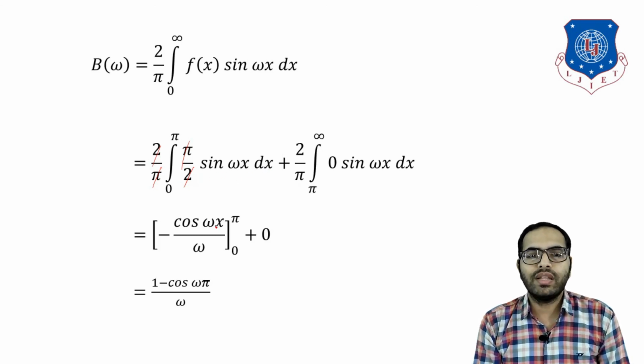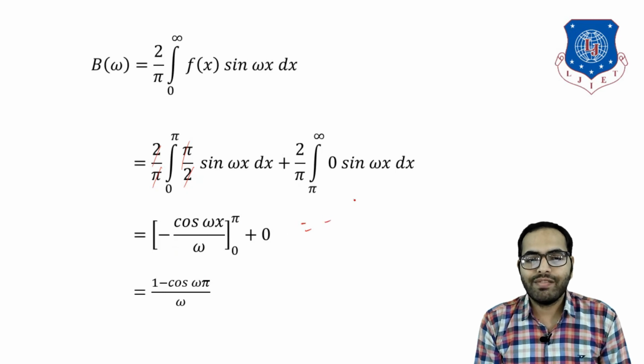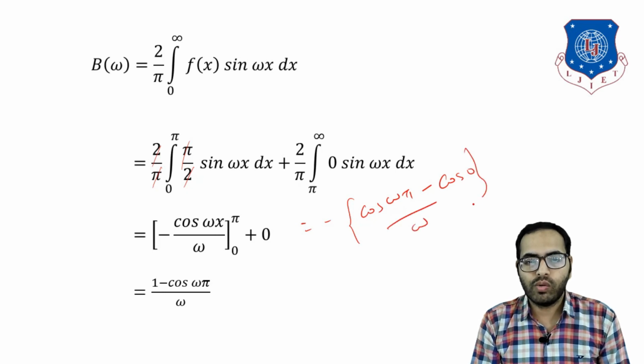Then the integral of sine is minus cos of omega x upon omega, where x runs from 0 to pi. Applying the limits, that means upper limit minus lower limit. Then the minus sign comes common, so cos of omega pi minus cos of 0 upon omega. Then cos 0 is 1, and the minus sign comes inside, so 1 minus cos of omega pi upon omega, that is the value of b of omega.